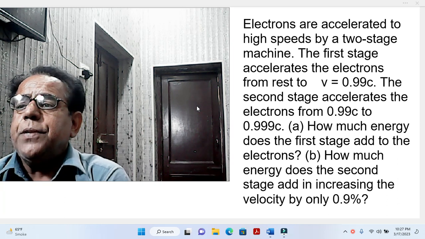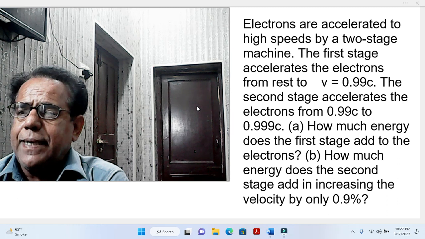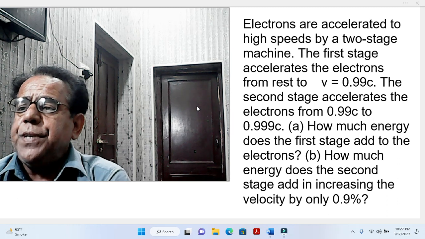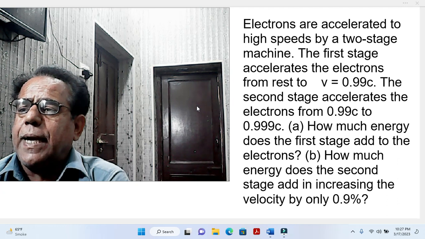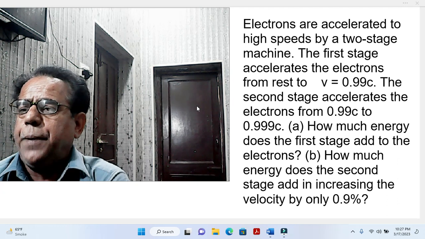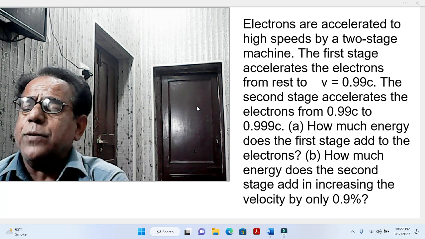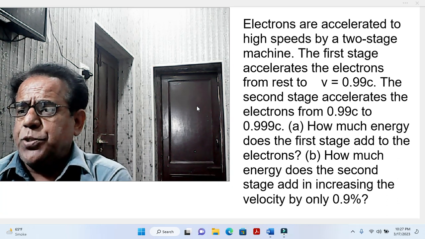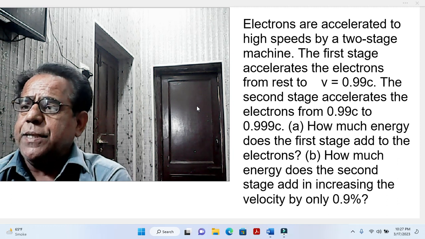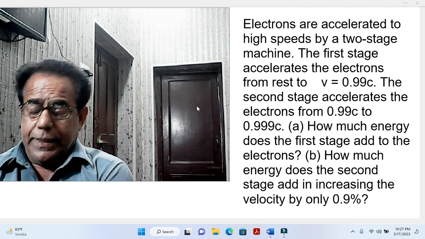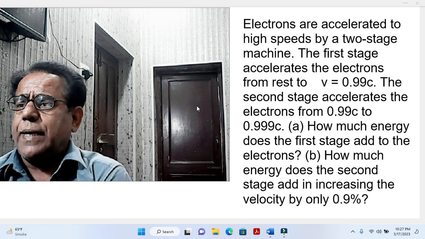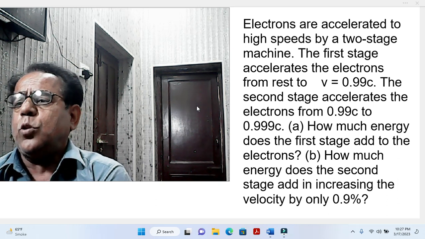The first stage accelerates the electrons from rest to V equal to 0.99 c, where c is the speed of light. Dear students, this V is actually equal to 0.990 c, or 0.9900 c, or 0.9900000 c.